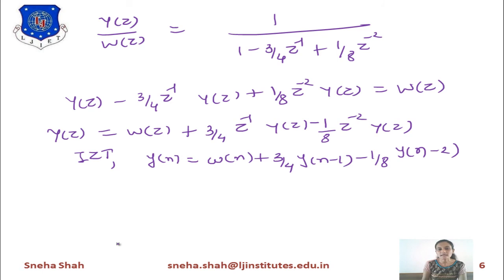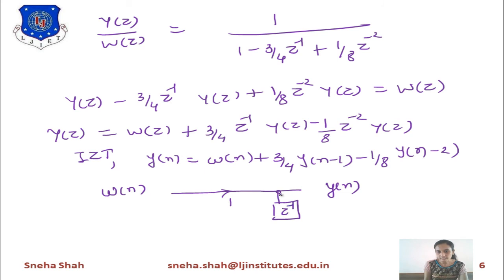Now from this we have to draw the structure. So how do we draw the structure? W of n is considered as the input, and it gives the output y of n, right? So how do we find its output? W of n into 1, so w of n into 1 plus this part gives the output y of n. Now where do we put the delay unit? Y of n minus 1 is a delay in this output, right? So we put a delay unit over here.